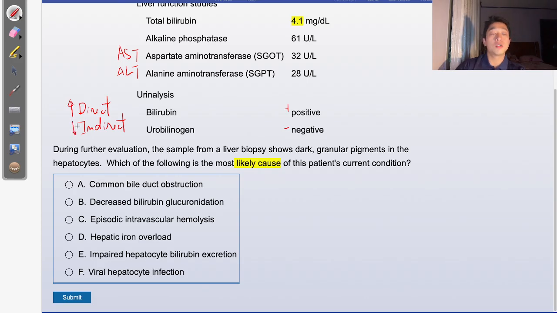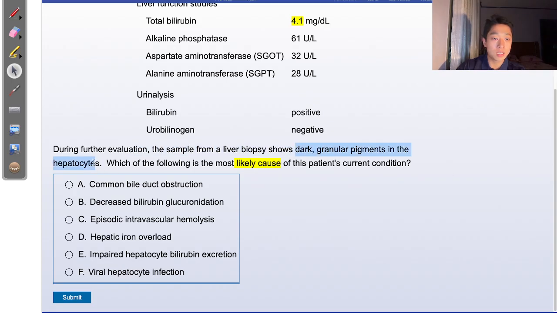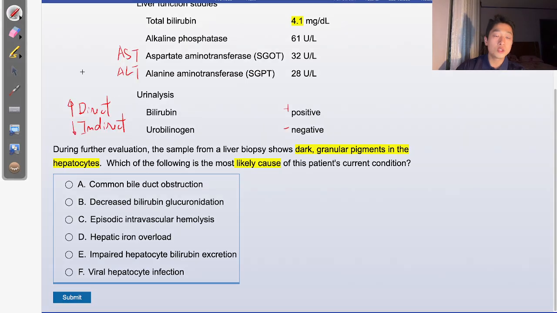Okay, so continuing, during further evaluation, the sample from a liver biopsy shows dark granular pigments in the hepatocytes. This is an important histopathology that we need to take care of to solve our question. Which of the following is the most likely cause of this patient's current condition? To identify this, we need to know which diagnosis each alternative wants to show us.